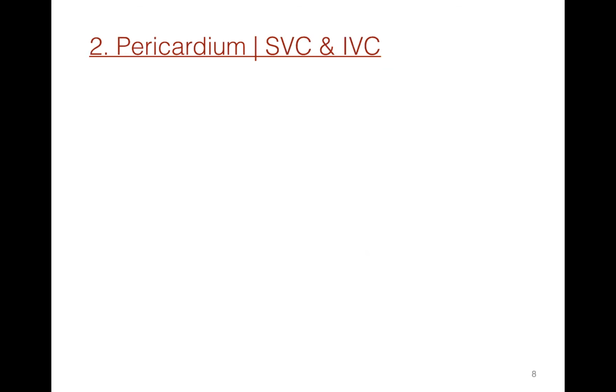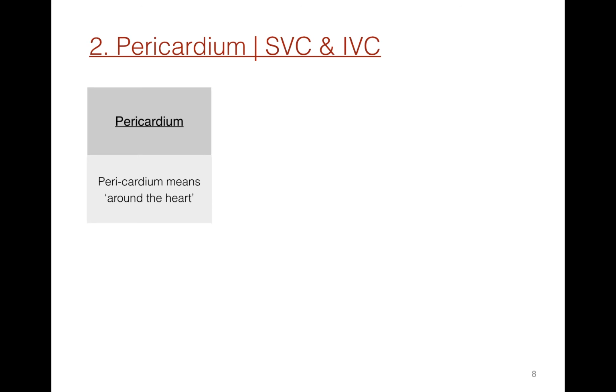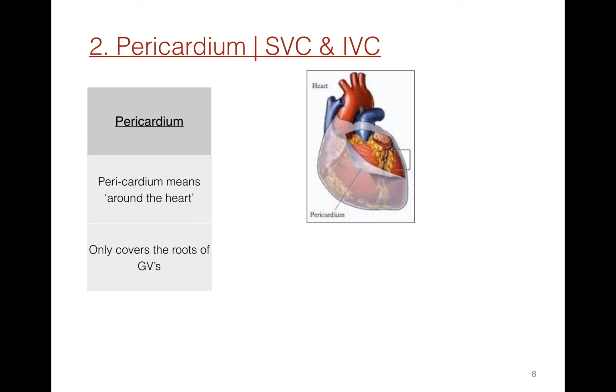Pericardium, superior and inferior vena cava. The pericardium. Pericardium means around the heart. Peri, around, cardium, the heart. The pericardium covers the heart and the roots of the great vessels. That's an important detail. That is to say, it only covers the roots of the great vessels. It doesn't cover the great vessels entirely.